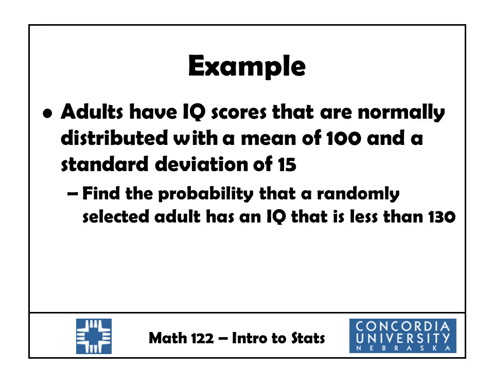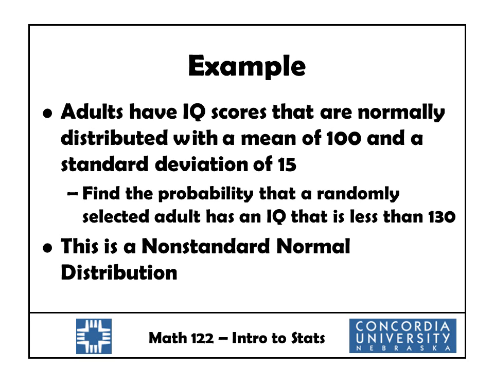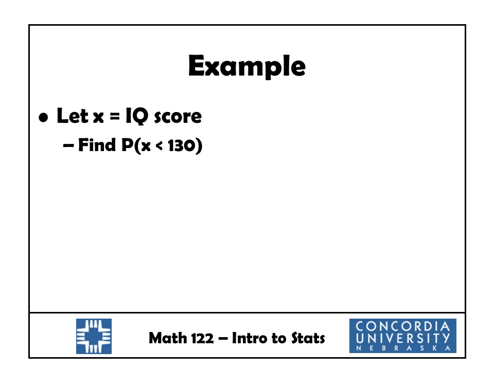We want to find the probability that a randomly selected adult has an IQ that's less than 130. Now this is an example we did in the last section. We're doing this just to refresh our memory of what's going on here. And again, this is a non-standard normal distribution. Okay? So let's let x equal the IQ score. That's our random variable. Remember, when dealing with standard normal distributions, we always use z.